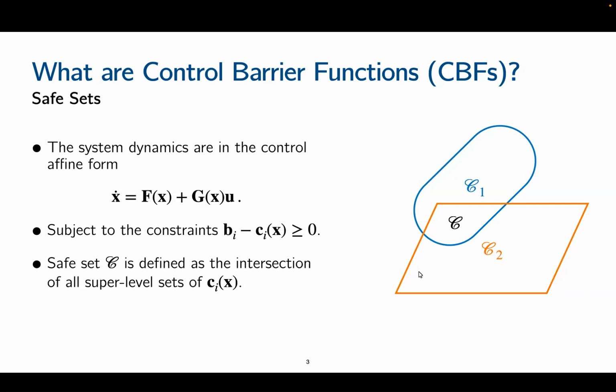Written in this form, each constraint forms a zero superlevel set where each state in that set satisfies these constraints. Then the safe set C can be seen as the intersection of all of these superlevel sets of each individual constraint.